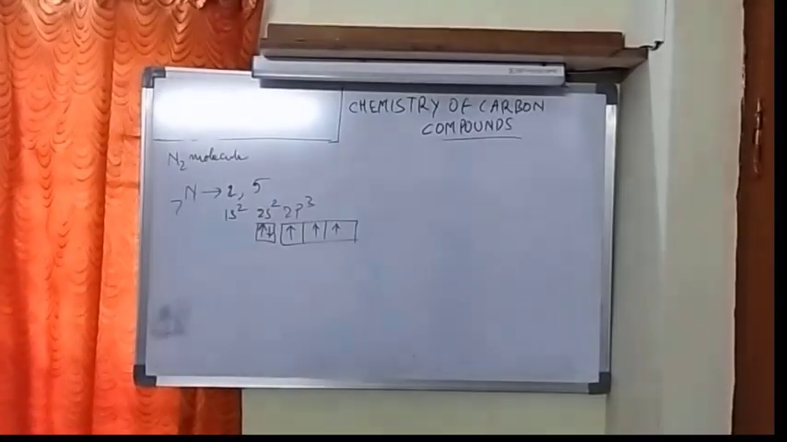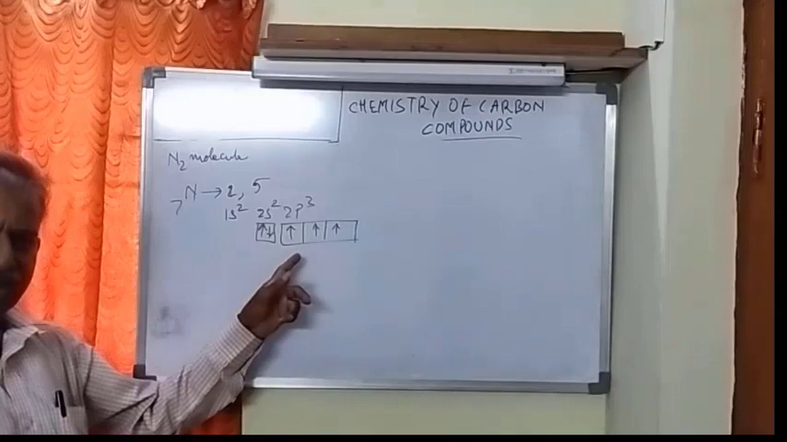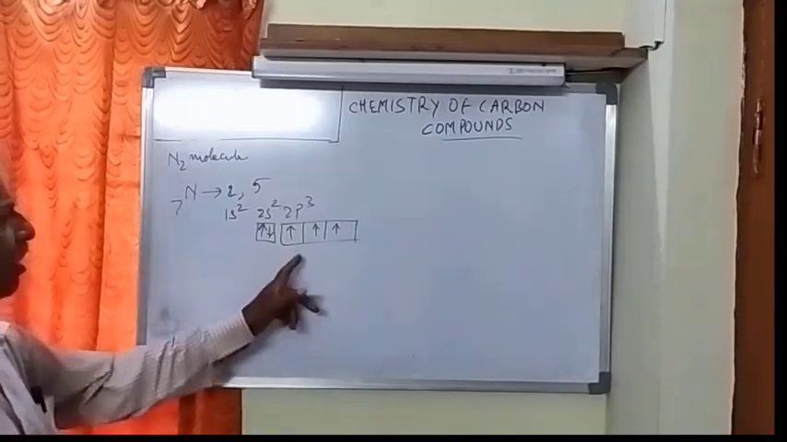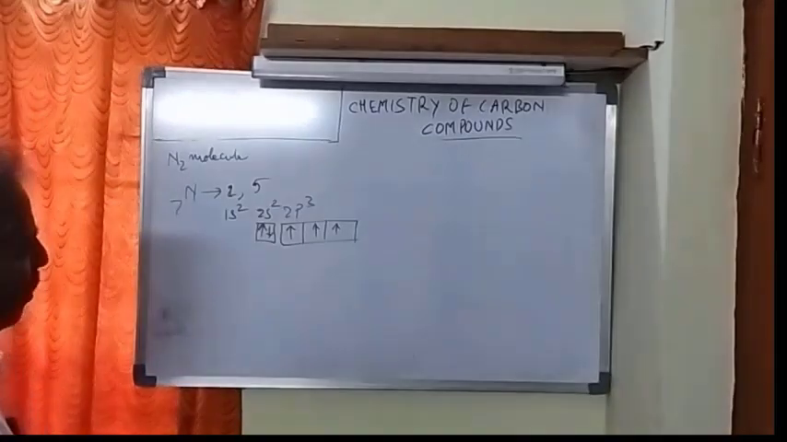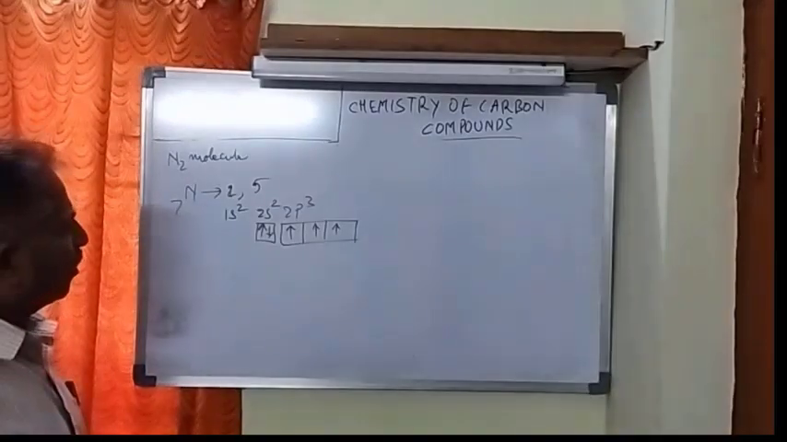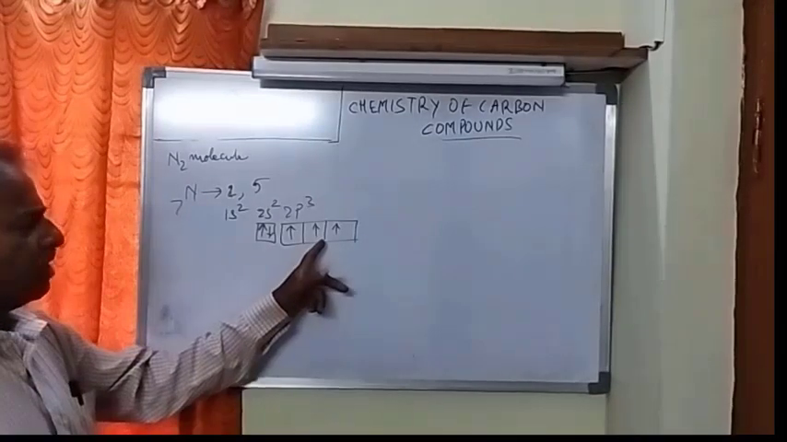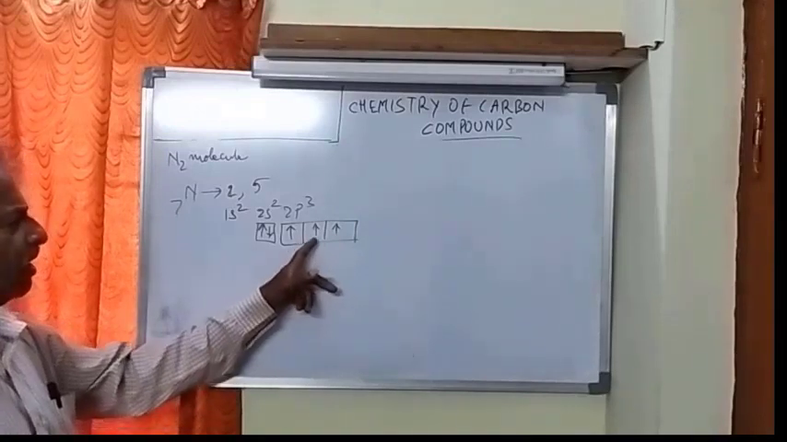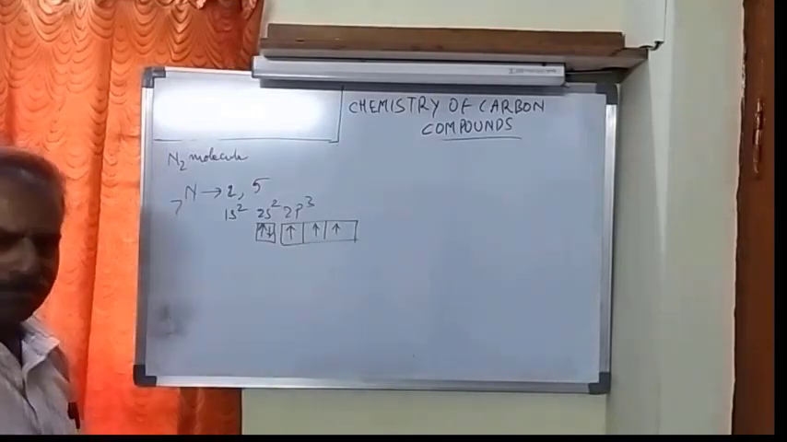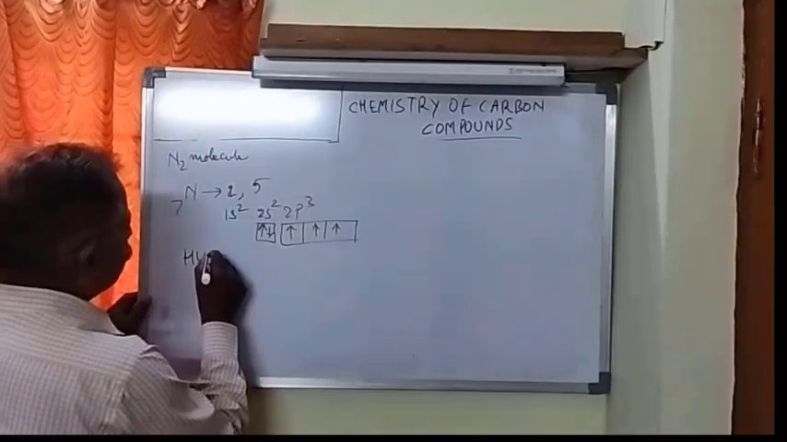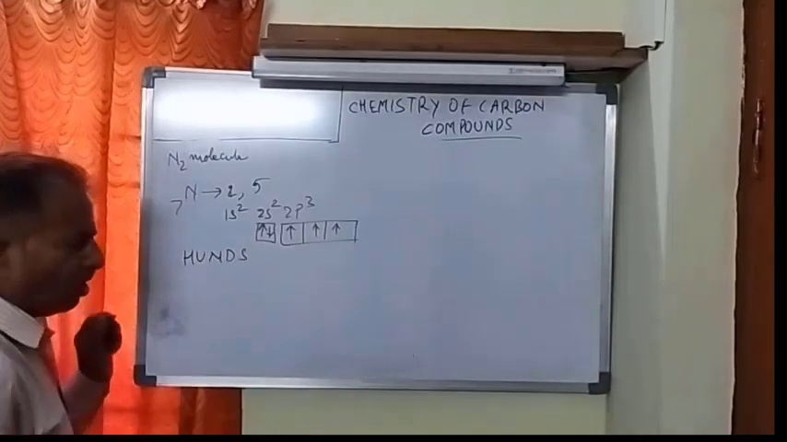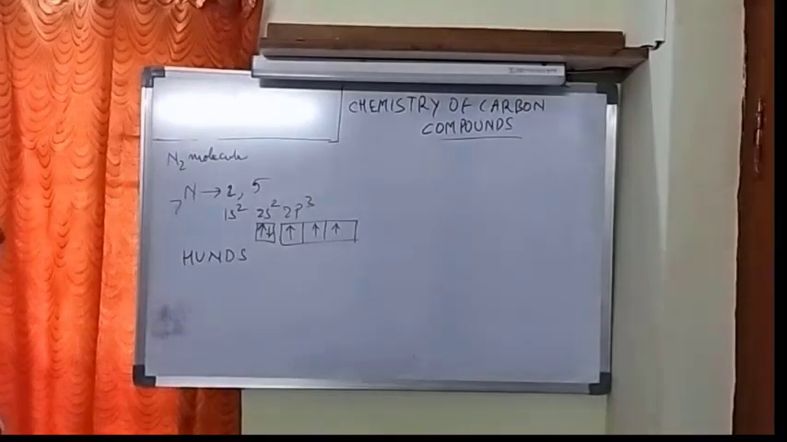So what is the rule behind it? Each orbital gains 1 electron. All these 3 orbitals are degenerate orbitals. Pairing in degenerate orbitals takes place only when all the degenerate orbitals are first filled with a single electron. Therefore, this rule is known as Hund's rule of maximum multiplicity.